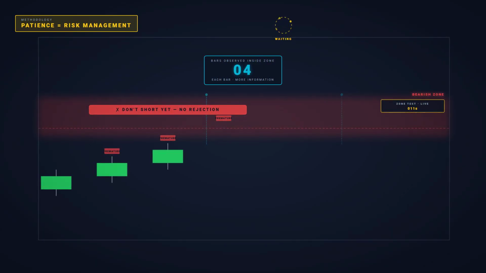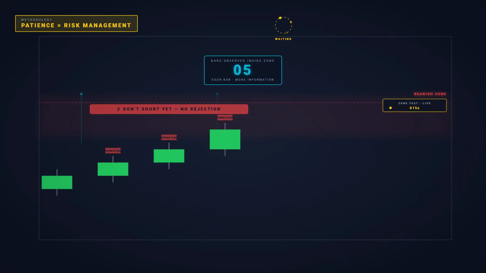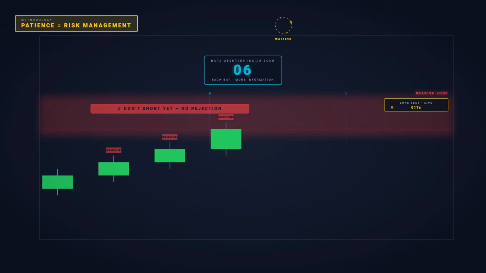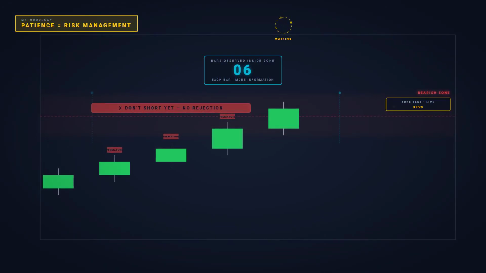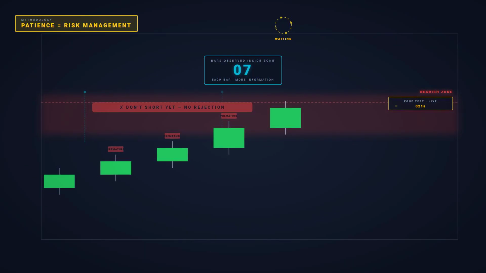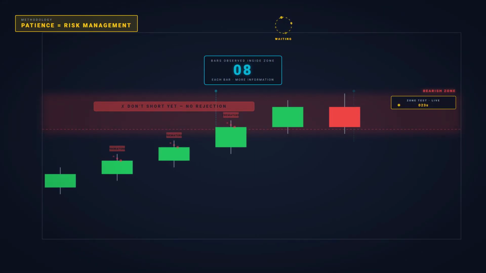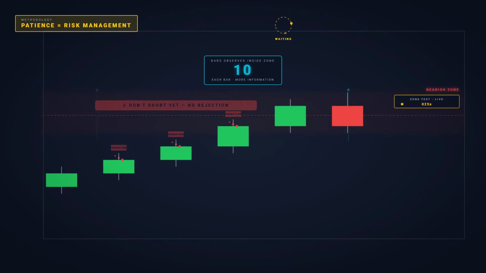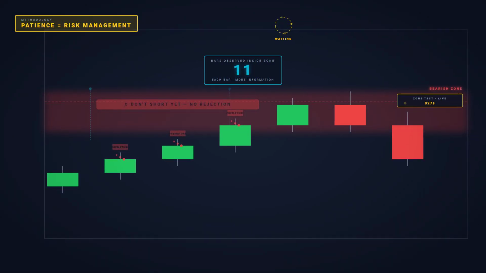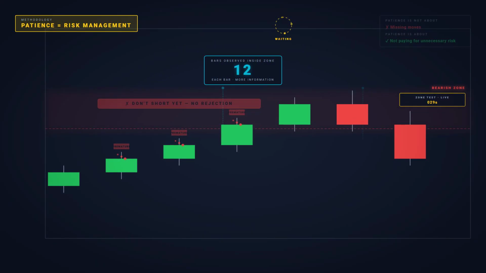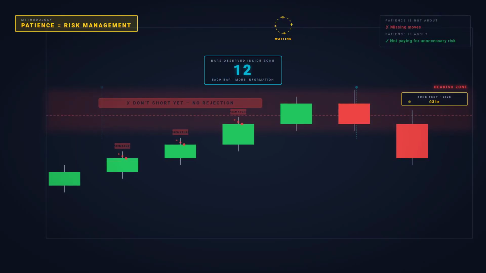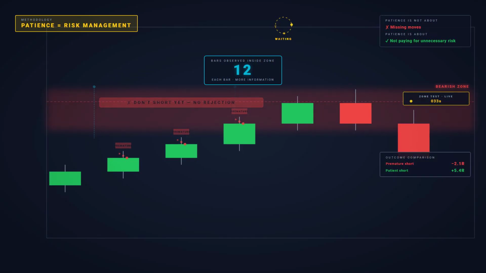Entering short before the zone was reached, simply because the 4-hour narrative was bearish, would have meant entering into the corrective momentum, being short while the market was temporarily pushing higher, watching an unrealized loss build before the zone finally rejected. Patience in this methodology is not about missing moves. It's about not paying for unnecessary risk.